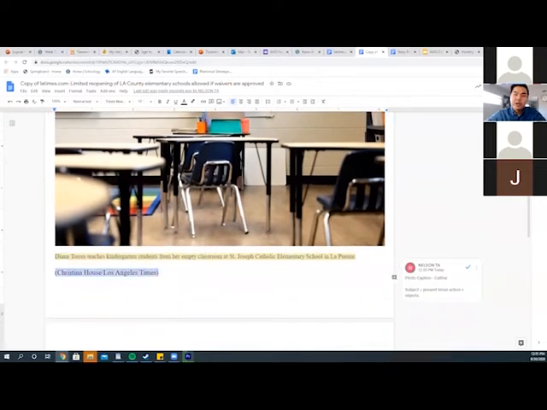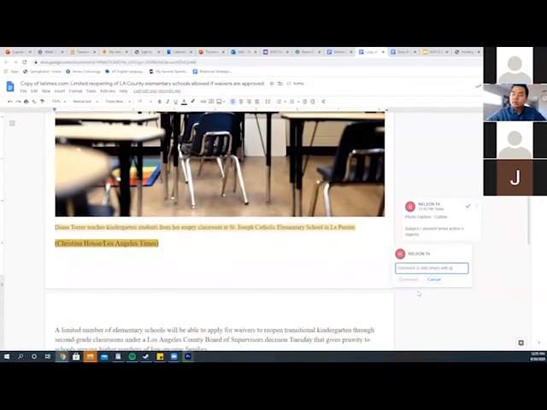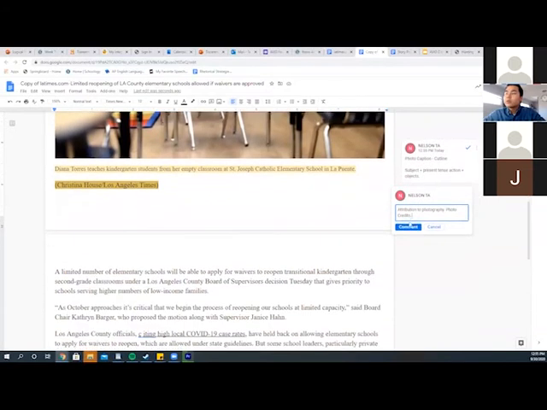Right here, we gave credits, attribution to the photographer. We call it photo credits. Anytime you have a picture, you want to give credit to who took it.